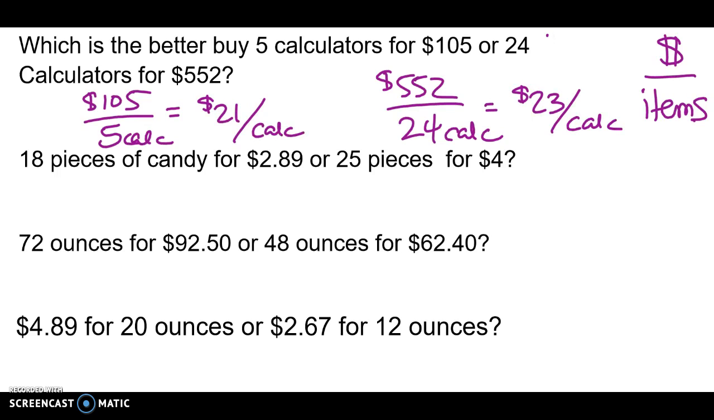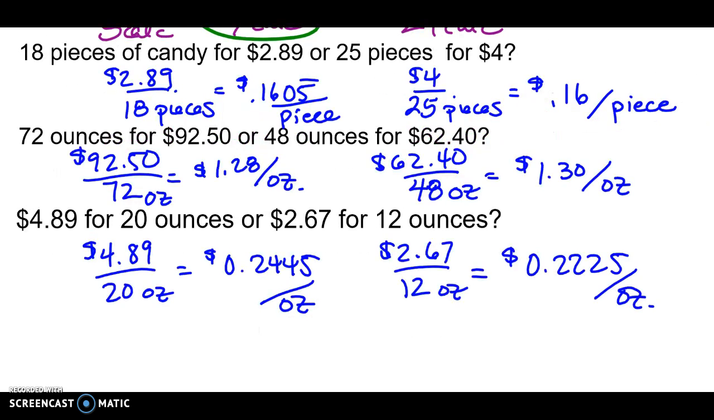So here's what I got. The first one would come out to $21 per calculator. Second option, $23 per calculator. So this one's obviously cheaper. All right, so you have 3 more examples that you need to try. You have to write both options down, divide them, label them, and then pick which one is cheaper. So pause and then we'll come back and check. Okay, so I set each one up and then I divided. Make sure you label everything.